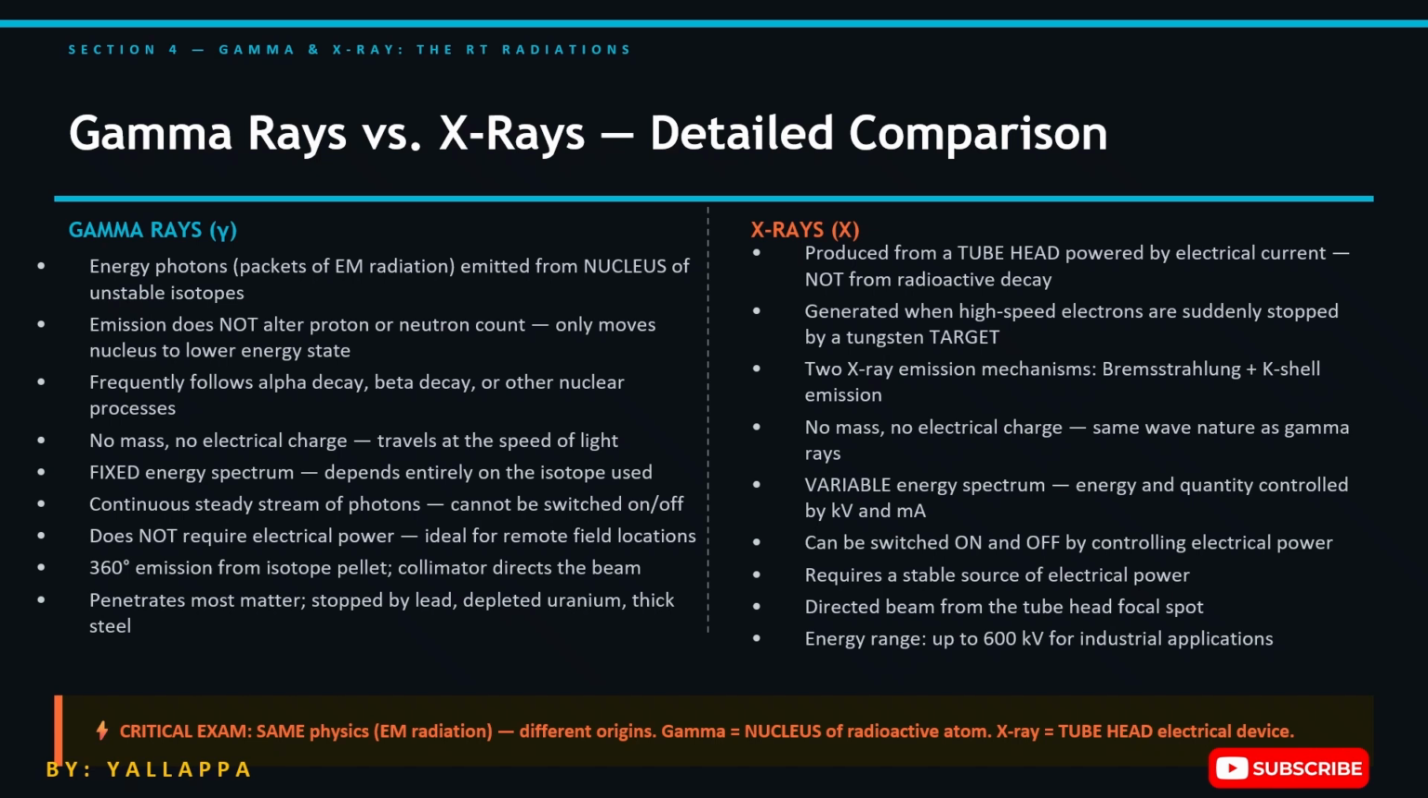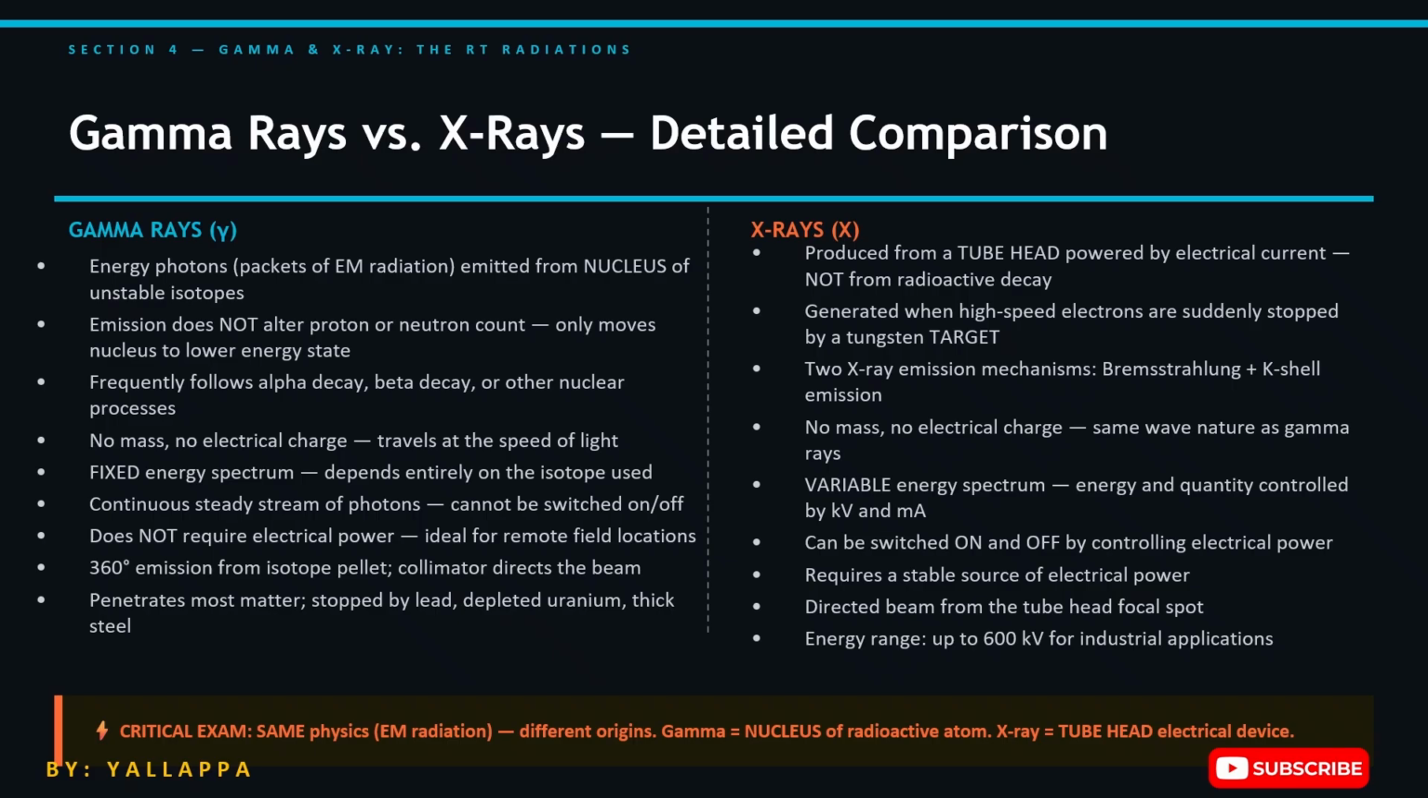Gamma sources have characteristic energies determined by the isotope. The operator cannot simply increase the gamma-ray energy by turning a control knob. An X-ray system is different. Its beam characteristics can be adjusted by changing operating parameters such as kilovoltage and current. Another major operational difference is that an X-ray machine can be switched on and off. A radioactive source continues to emit radiation while radioactive material remains active, although shielding and source storage control the exposure.